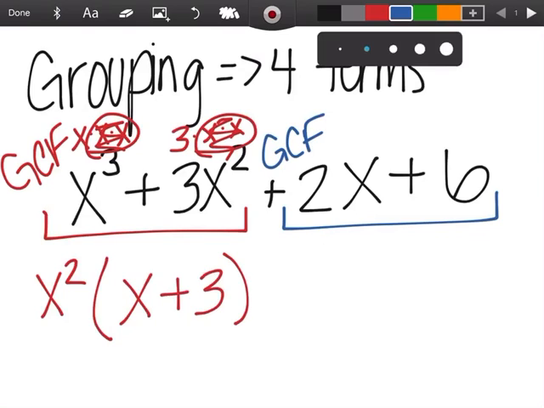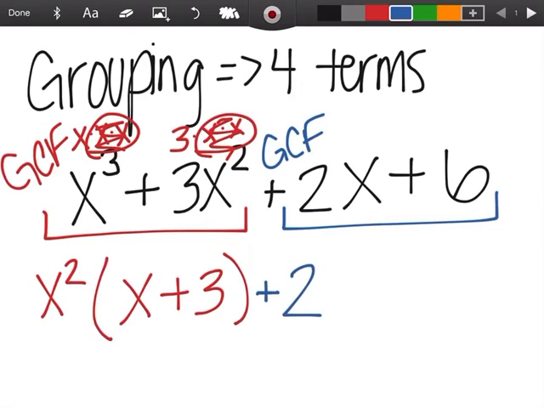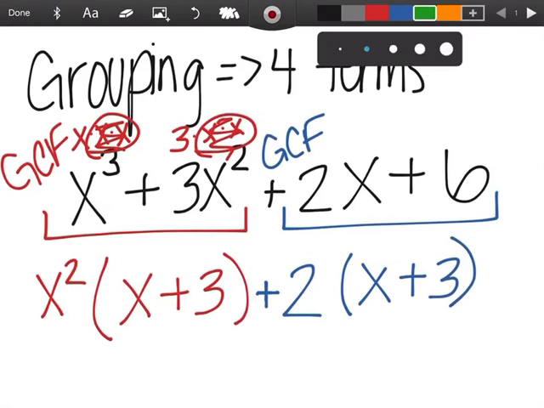And then the blue group, I have to look for what do 2x and 6 have in common. Well, their greatest common factor is 2. So I'm going to factor out a 2. And if it's okay with you, I'm also going to recognize that I'm factoring out a positive 2. It's going to help me write my final answer. So when I factor out the 2 and divide out the 2, I'm left with an x, and then 6 divided by 2 is 3.